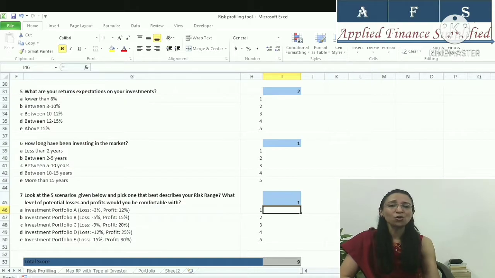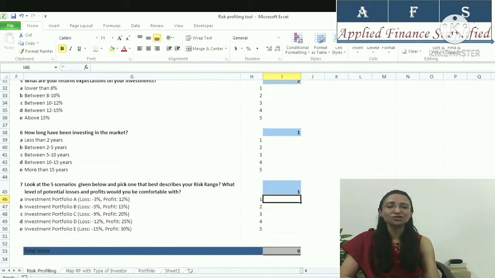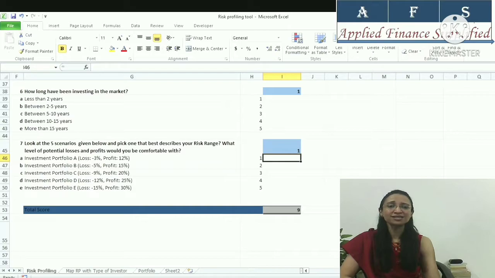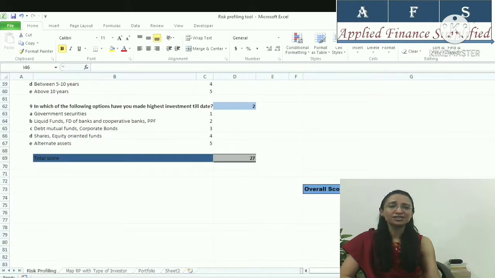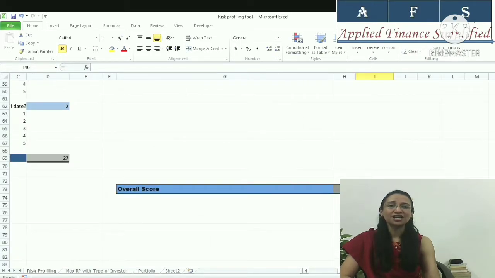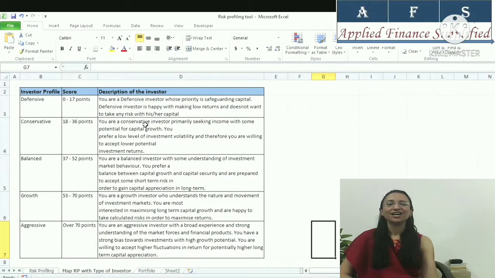So the overall score that Mr. Raj has on risk tolerance is 9, which makes his total score of risk capacity and risk tolerance 36. So 27 on risk capacity and 9 on risk tolerance. Now let us move to map the risk profile with the types of investors. These are the types of investors, the scores obtained from risk profiling, and the description of the investor. So let's go through them.